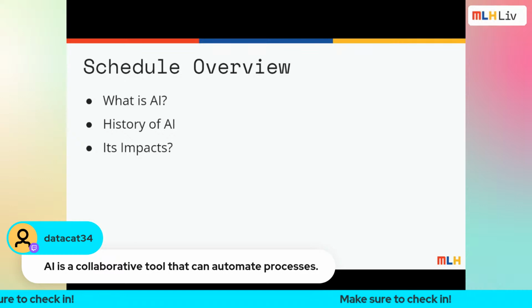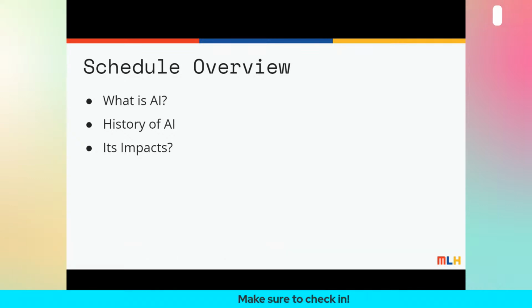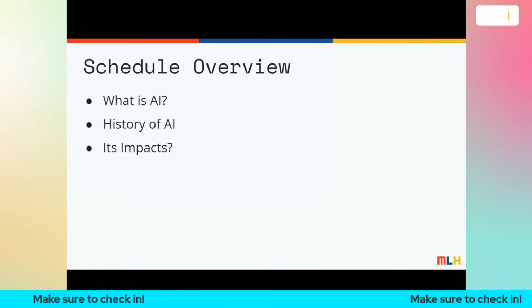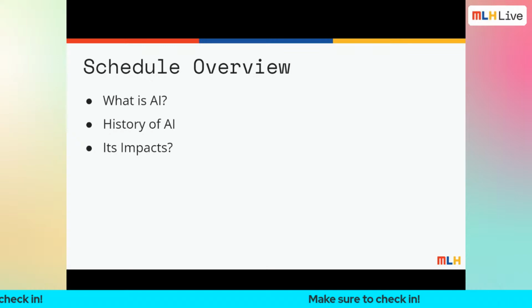It could be used as a collaborative tool that can automate processes. Automation is one of the key things in computer science, but AI takes it another step in the automation process, and we'll learn about that.